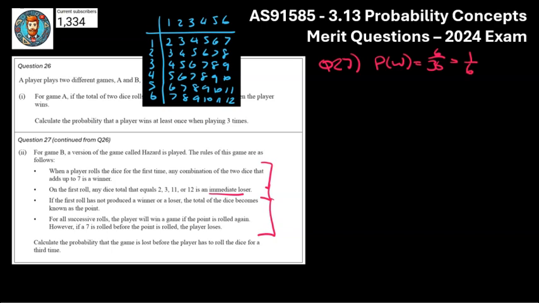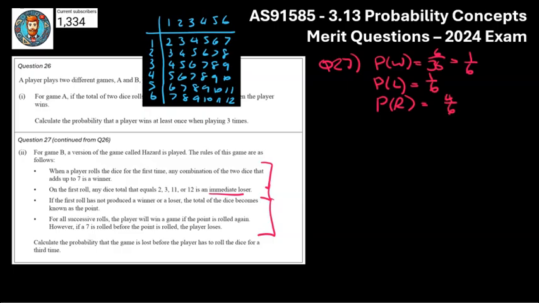Then the next one is the probability of them losing this game. So that's the probability of a 2, a 3, 11 or a 12. If you look at that, we've got 2, 3 up there, 11, 12 up there. So that's going to be 6 out of 36, which is also 1 out of 6. And then finally we've got the probability of, we'll call it an R for a re-roll. Basically, that's going to be any other number, so that's going to be 4 out of 6, the remaining 4 out of 6 options.